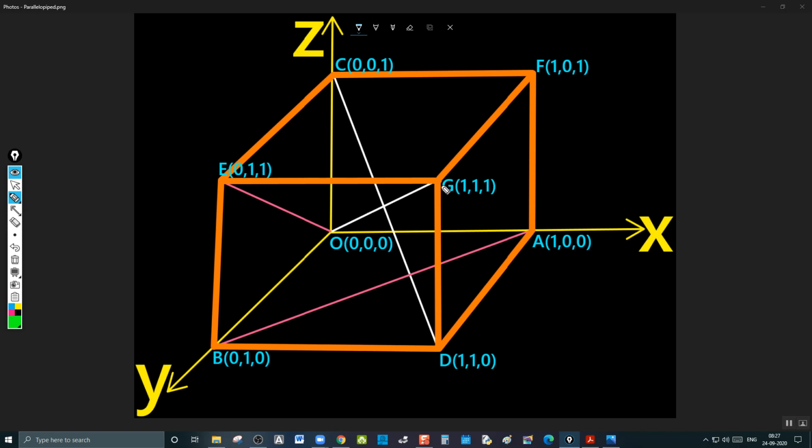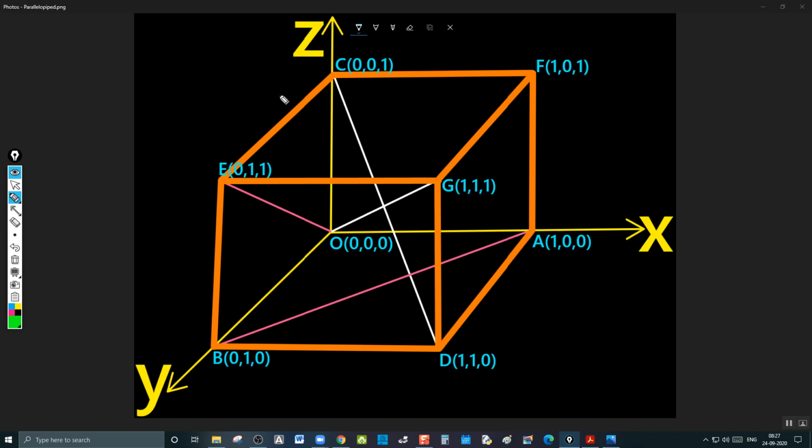Just imagine the room in which you are sitting. Consider one corner on the floor as the origin, and exactly opposite to that on the top as the point 1,1,1. So to solve problems related to three-dimensional geometry and vectors, always imagine the room in which you are sitting. That will be easy. So the diagonal is 1,1,1. So all the points we know.